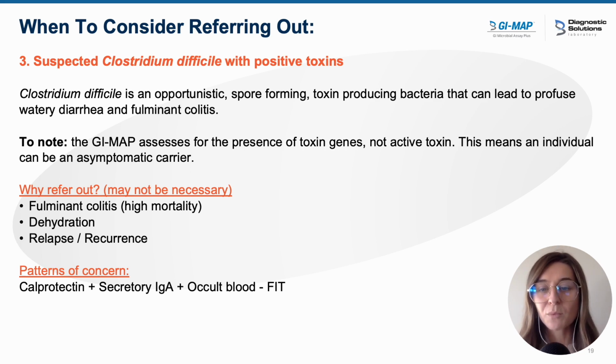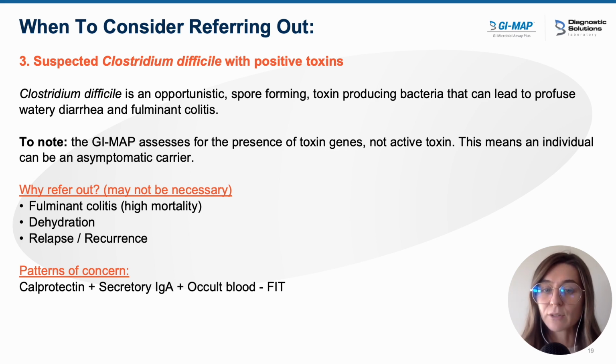So the only way that we can diagnose C. diff is to actually have the toxins present, which the GI map is not assessing for. Okay, so why would we consider referring out in this scenario? Because there's a high mortality rate with fulminant colitis, which can occur in the setting of C. diff. We also see significant dehydration occurring, and so if you're not in a position to be able to manage that, you might want to refer out.